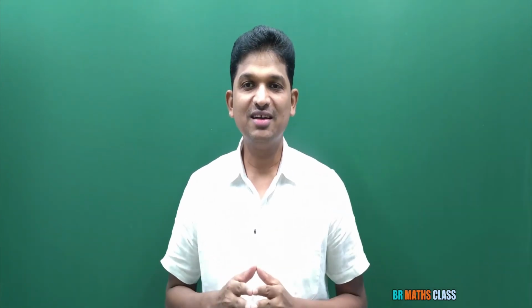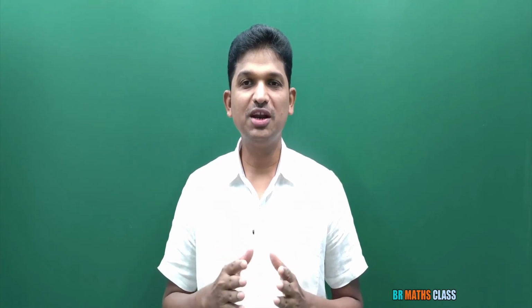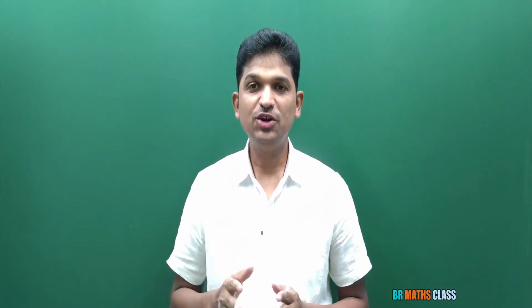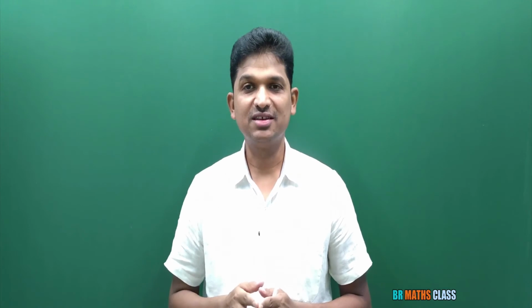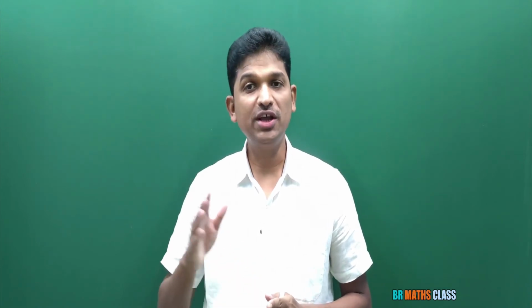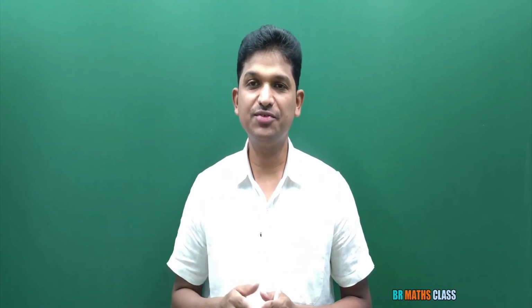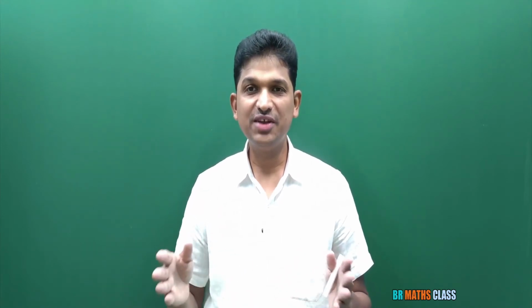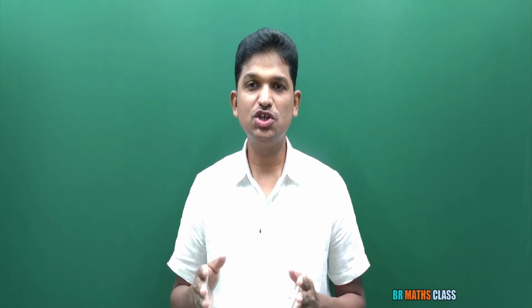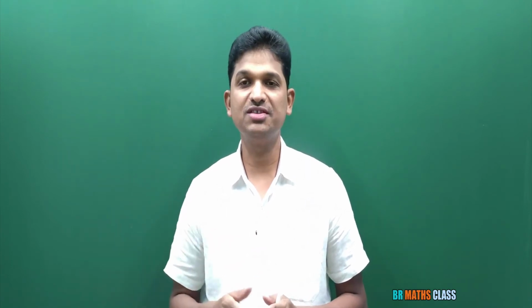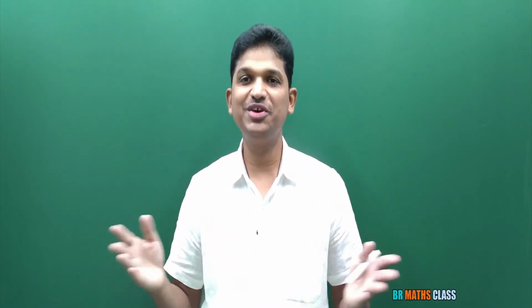In this class, I'm going to do question number 11 to question number 14. We will do 4 problems in this class. One problem is related to collinear vectors and the remaining 3 problems are related to direction cosines of a vector. To understand this class very easily, if you know the definition of collinear vectors and direction cosines of a vector, then you can do these problems very easily.